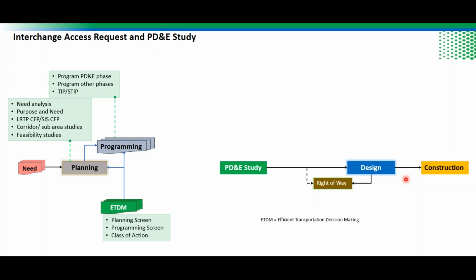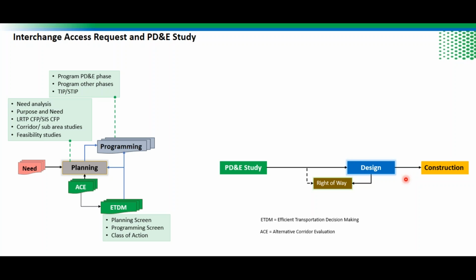ETDM has two screens: the planning screen, which happens way before the projects become a project, and the programming screen informing the programming of that project. The ultimate goal of ETDM screening is a determination of the class of action, which can be a Type 2 CE or an EA or EIS.